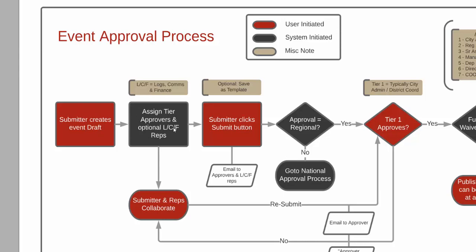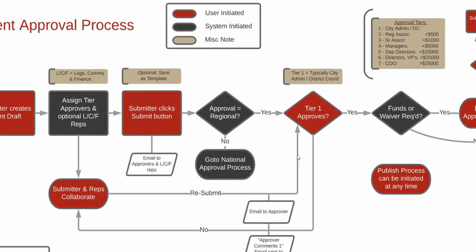So at this stage of the game, the submitter can see who those people are going to be, and they can proactively reach out if they want, but it's not going to actually email anybody to come look at the event until it actually is submitted. At that point, the system is going to look at the approval level in the event form and determine whether it's set to regional or set to national. If it's set to national, then there's a separate national approval process that will be handled in a different video.